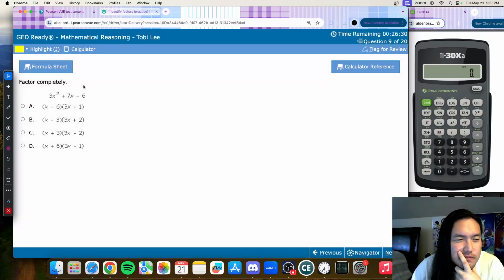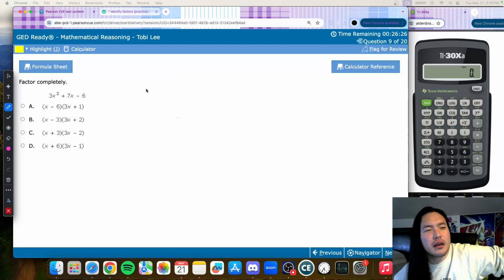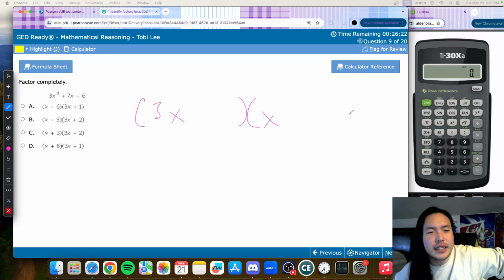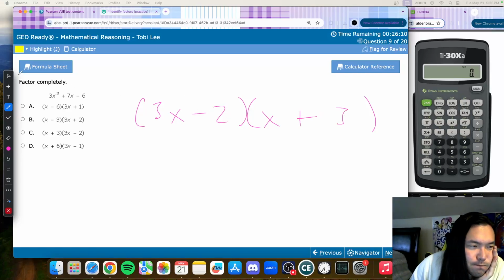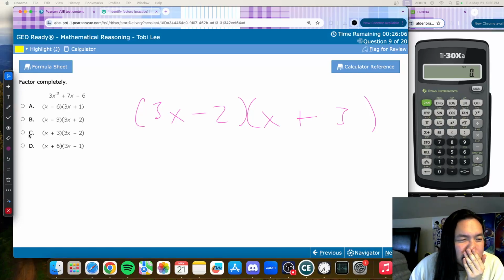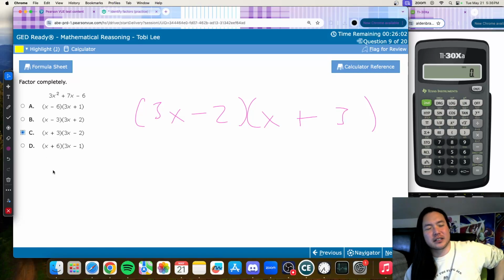Factoring, right? How do I explain how to factor?